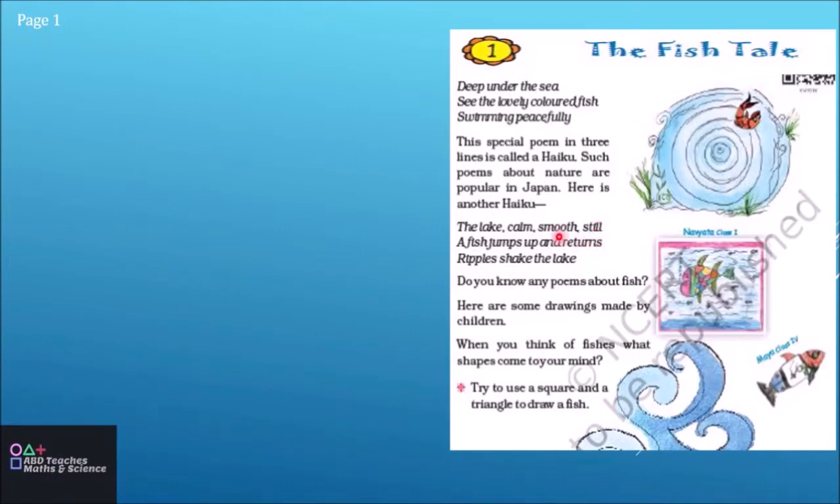The lake, calm, smooth, still. A fish jumps up and returns. Ripples shake the lake. These 3 lines describe the lake and the fish.